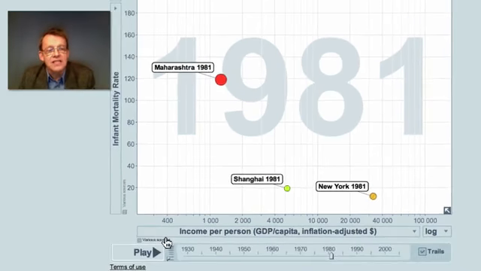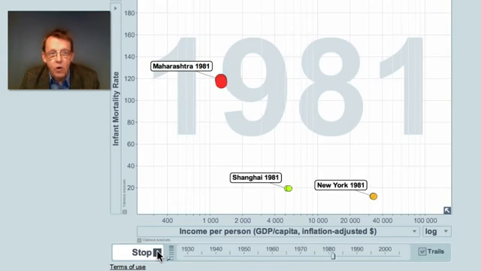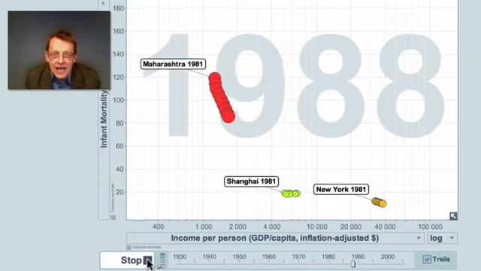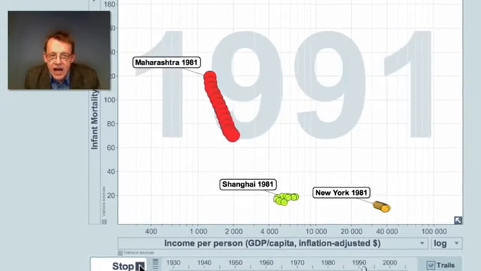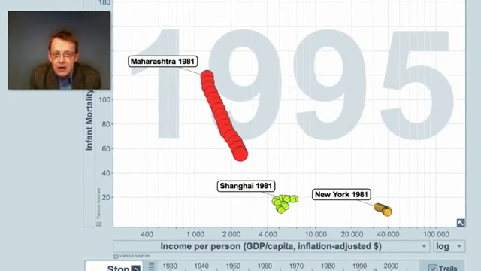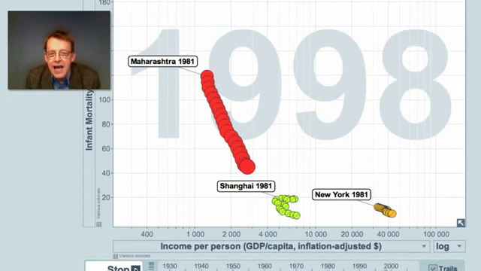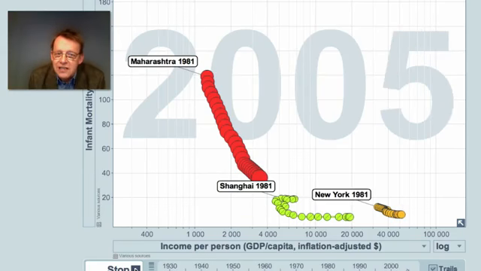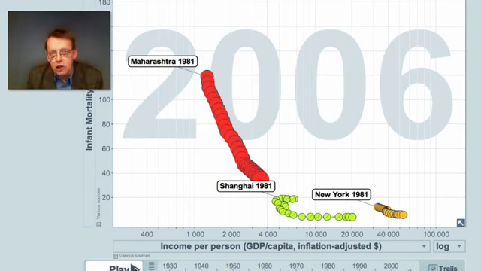Now I will start these countries and you will see what has happened in the last generation. I mean, in the last 25 years. Here we go. You can see that first the infant mortality rate is falling in the Mumbai area, and in Shanghai it is also falling, and then the economic growth starts in both India and in Shanghai, and they catch up with New York in these last years very fast. And the last statistic is from 2006, and this is where we are.